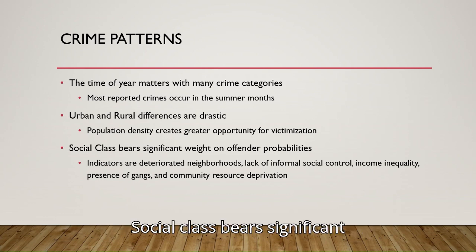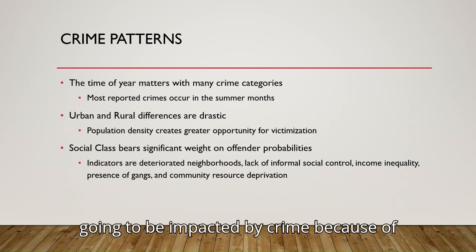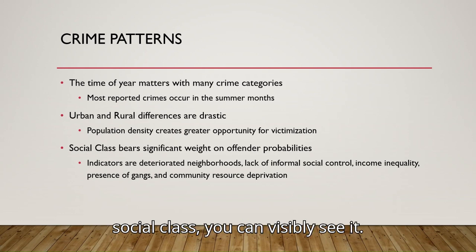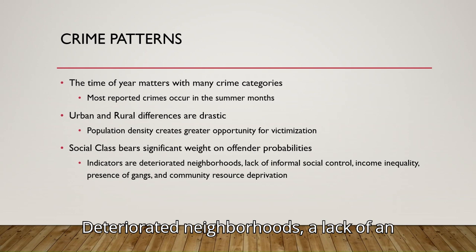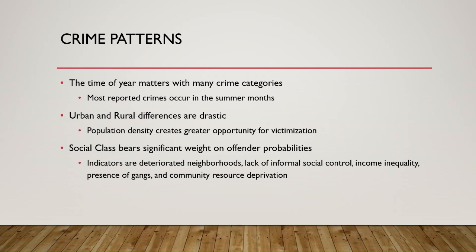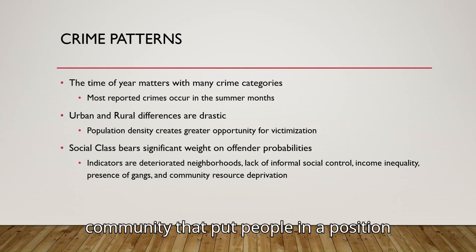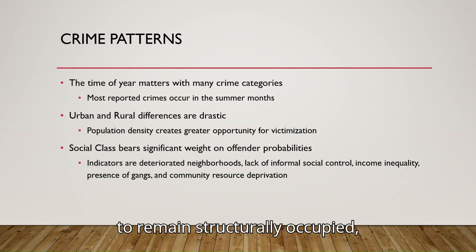Social class bears significant weight. Some of the indicators of geographic areas that are going to be impacted by crime because of social class, you can visibly see it. Deteriorated neighborhoods, a lack of an informal social control, i.e., a high gang presence, income inequality, and then, of course, a lack of resources within the community that put people in a position to remain structurally occupied.